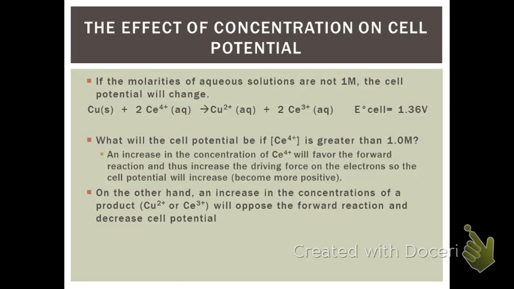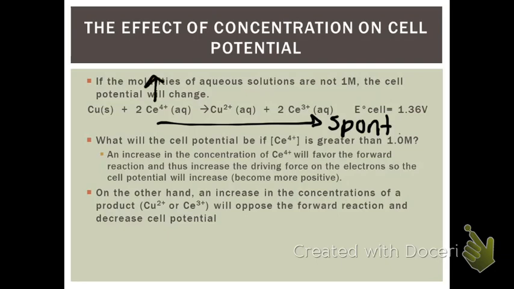So here's an example of a cell reaction, and its potential right now is 1.36 volts, which tells me right now it's spontaneous as written. So in this direction, it's spontaneous, it happens on its own. What will happen to the cell potential if the cerium 4 plus is greater than 1 molar? Well, we can use 2 ways, Le Chatelier or Q.